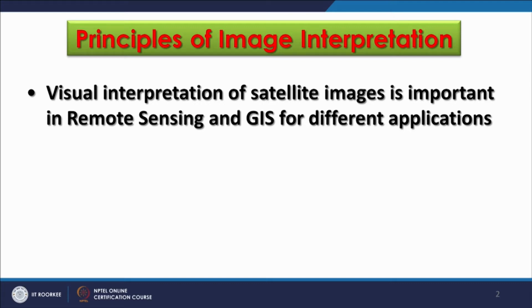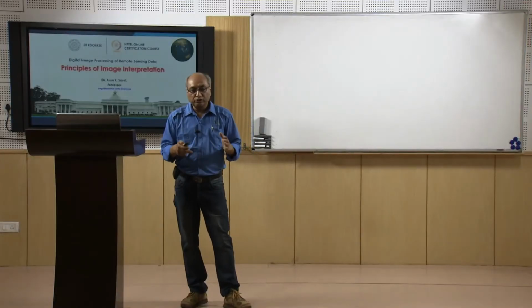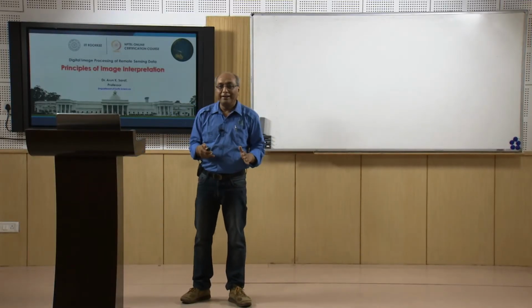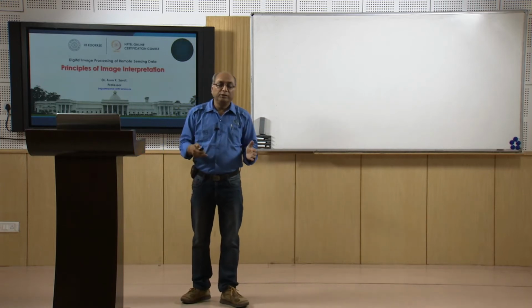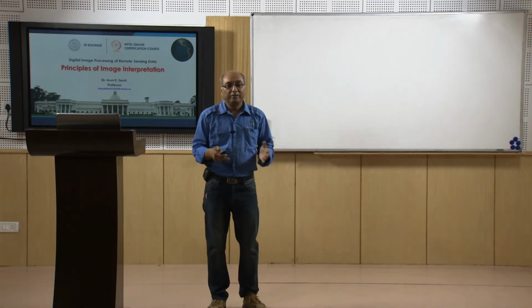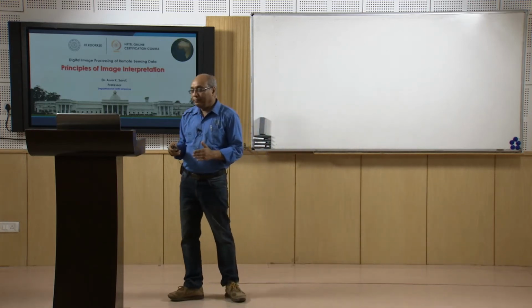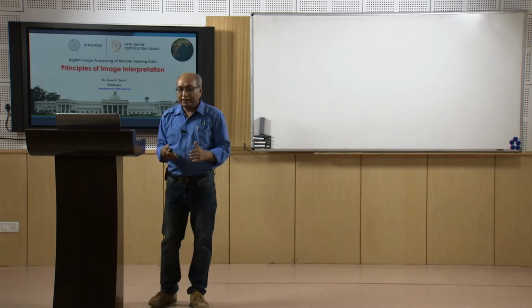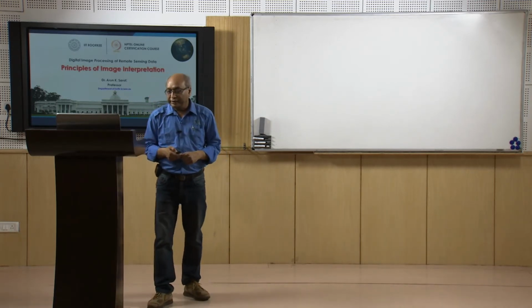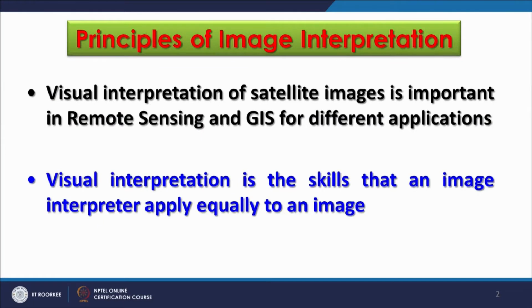But here I am talking about visual interpretation, which many times is much more reliable. When we didn't have digital image processing or computer based classification techniques, we used to do visual interpretation. It is still very useful and reliable, and ultimately even with computer based classification techniques one has to perform visual interpretation. So visual interpretation of satellite images is important in remote sensing as well as in GIS for different applications. And this is a skill.